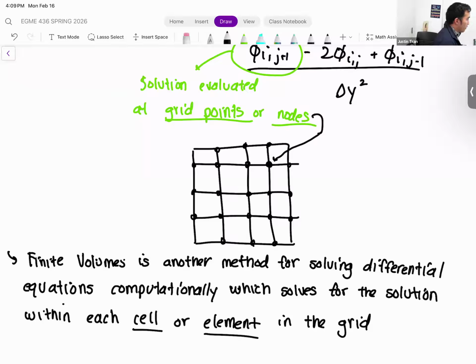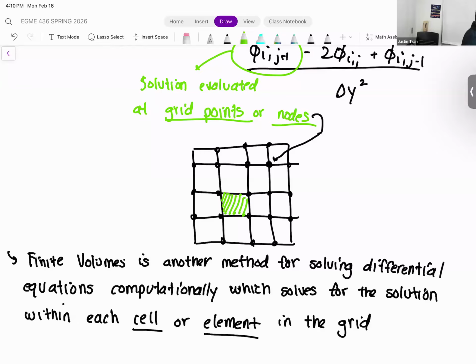If you look at our grid up there, we're no longer going to be focusing on the grid points. We're going to be focusing on essentially the spaces in between the grid points. So something like this. What I just highlighted in green there, that's what I would define as a cell or an element.